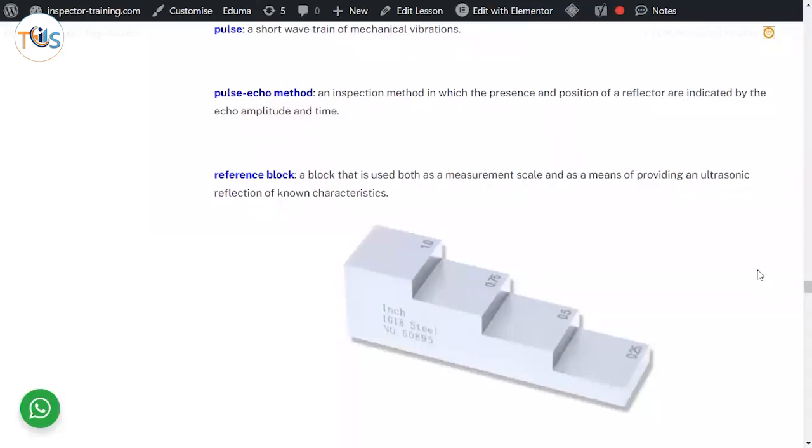It's an inspection method where the presence and position of a reflector are indicated by each echo's amplitude and time. There is a clock inside the machine, electric or mechanical, that at known intervals sends a pulse. That's why it's the pulse echo method. You don't want to send continuously because the pulses will interfere with themselves, and you'd see a lot of noise.